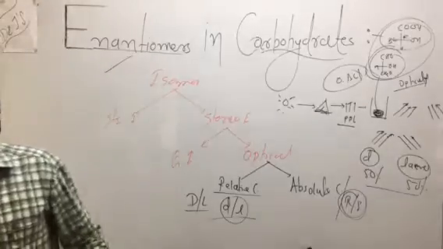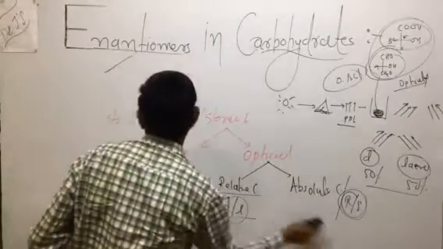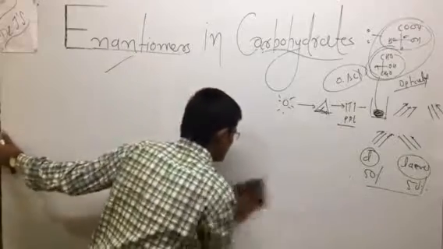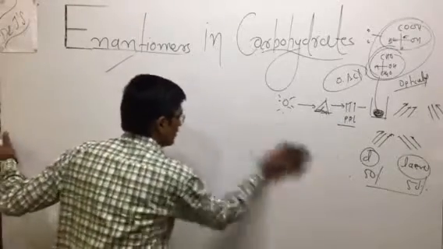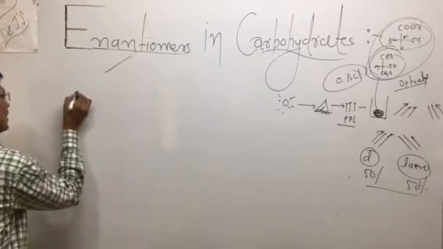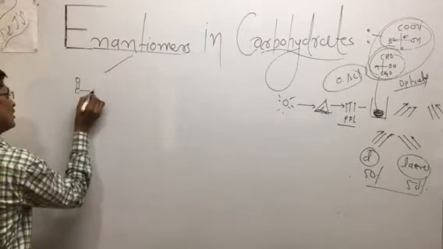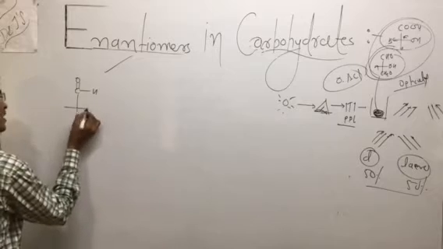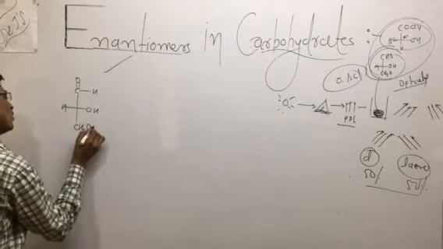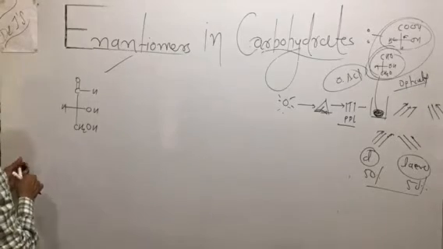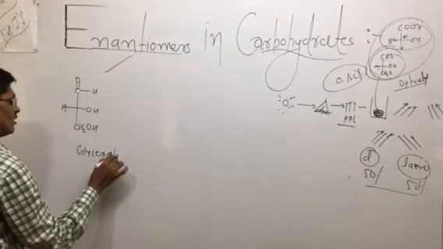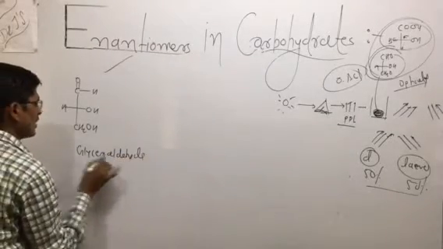So what is the concept of the enantiomer in the carbohydrates? The compound which possesses non-superimposable mirror images. For example, we have a molecule, glyceraldehyde. This is CHO, with the hydroxy group on the right-hand side, and this is CH2OH. This type of molecule is glyceraldehyde.